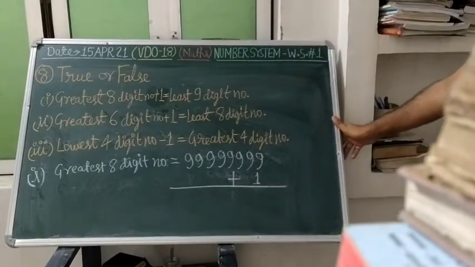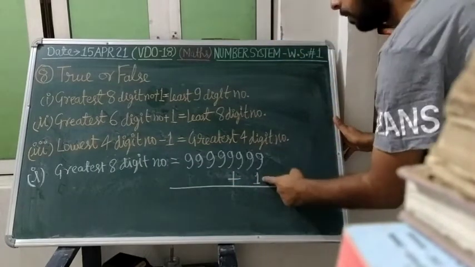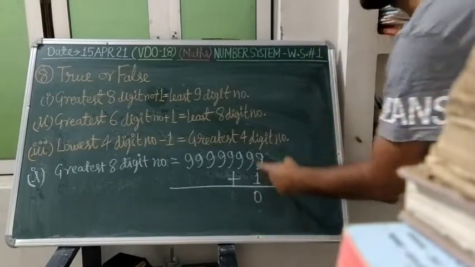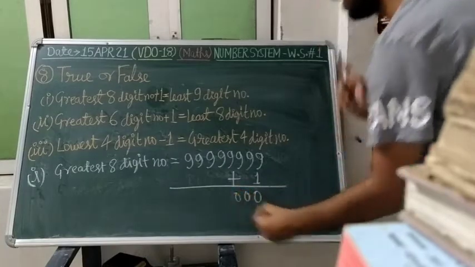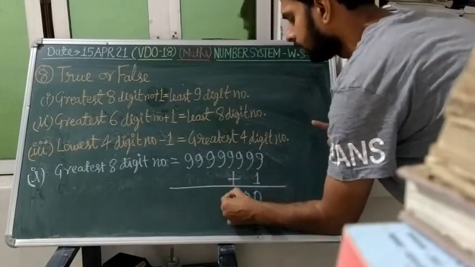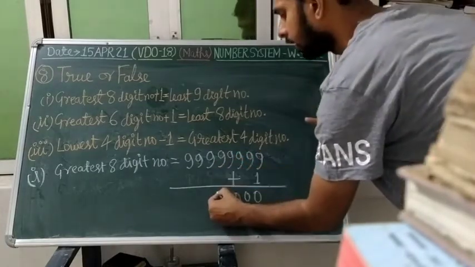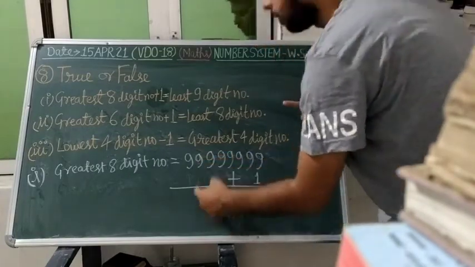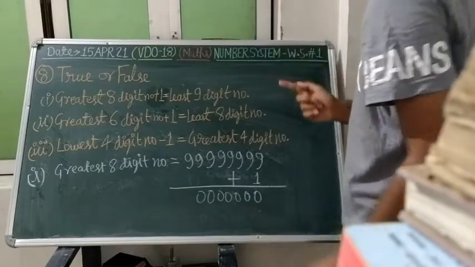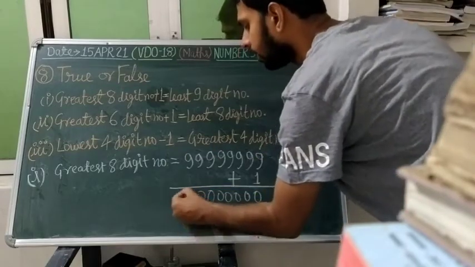Plus 1, when you are doing: 9 plus 1 is 10, 1 carry, and the same again and again, each time 9 plus 1 is 10, 1 carry, until the last 9 plus 1 will become 10.